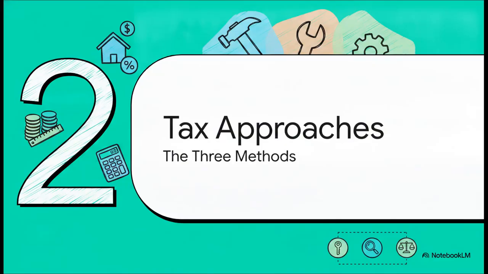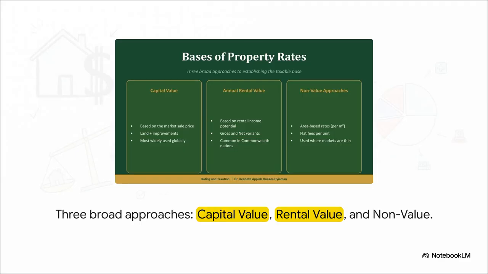Moving on to Section 2, 3 Property Tax Approaches. So now that we have our foundational definition of value, let's explore the main tools governments actually have in their toolkit. They generally rely on 3 broad approaches to establish a taxable base. First up, there's capital value, and this is based on the market sale price of the land and the improvements on it. Second is annual rental value, which doesn't look at the sale price at all, but instead looks at the property's rental income potential.